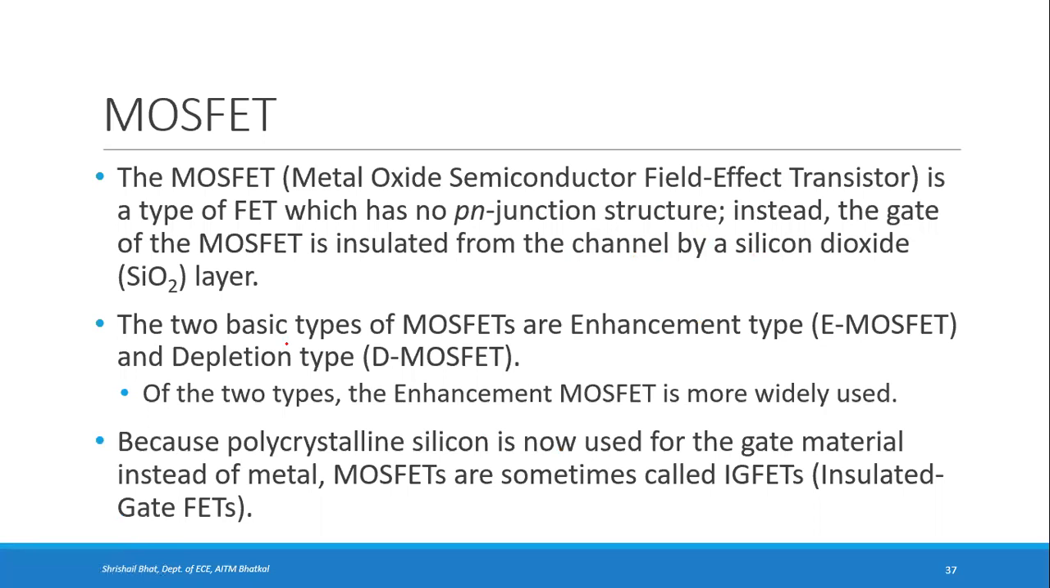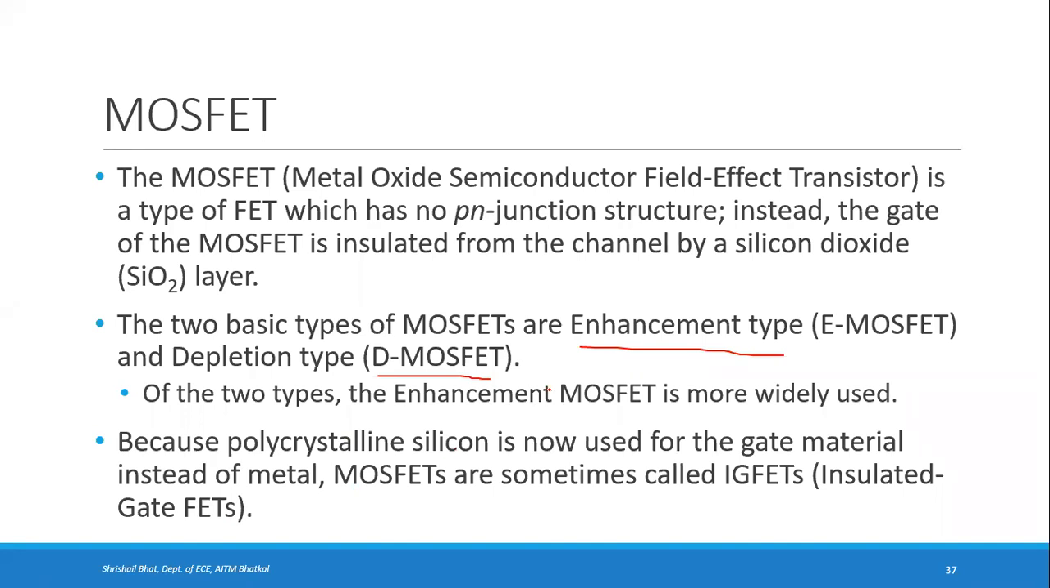There are two basic types of MOSFETs available based on how they are constructed. One is the enhancement type MOSFET, in short E-MOSFET, and the other is the depletion type MOSFET, in short D-MOSFET. These names are given based on the operation modes of MOSFETs. Of these two types, the enhancement MOSFET is more widely used.